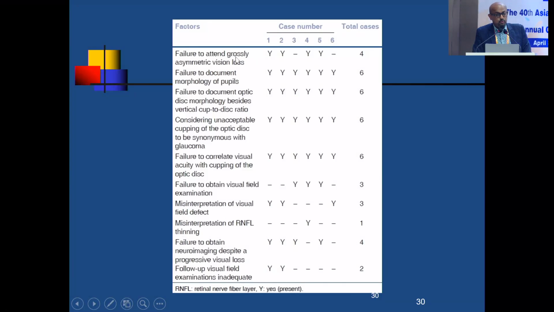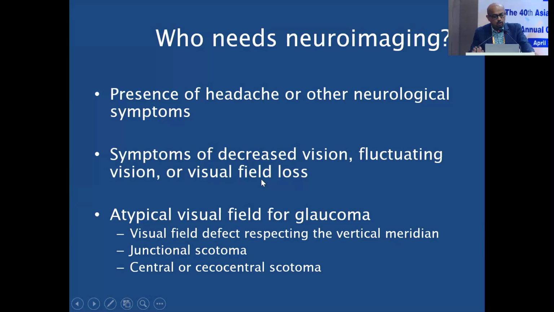The morphology of the pupil, in all 6 patients, was missed. So if a swinging flashlight test was done, probably they would have found an RAPD and would have treated the patient differently. There was failure to document optic disc morphology beyond vertical cup disc ratios. There was no mention of the appearance of the neuroretinal rim. There was failure to correlate visual acuity with the cupping of the disc, or in fact, shockingly, half of these patients never had a visual field. So a borderline pressure, large cup, and the glaucoma diagnosis was made. These were the mistakes which, if you avoid, then it's not really difficult to differentiate between glaucoma and neurological disease.